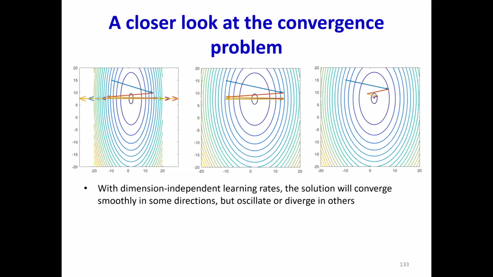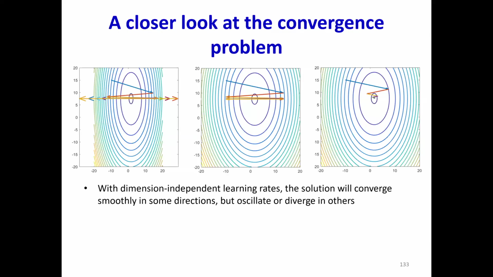2 times. Yes. So you converged in your y direction. I converged in my y direction and in the x direction. You're oscillating back and forth. I'm oscillating back and forth. Now, suppose I were to allow you to decouple the learning rates in the 2 directions.